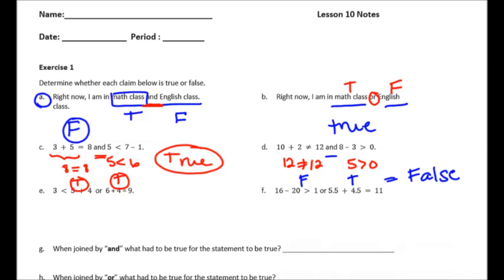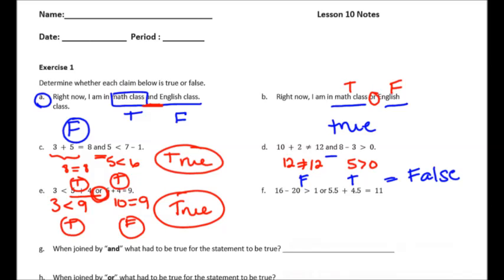Okay, next one. We have, is 3 less than 5, plus 4 is 9. This is true. 6 plus 4 equals 10, equals 9. Is that true or false? That is false. Now remember, that's an or statement. So for an or statement, only one of them needs to be true. So the whole thing is true.